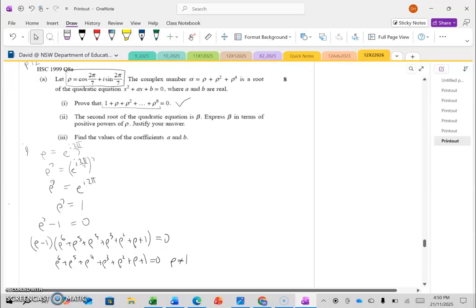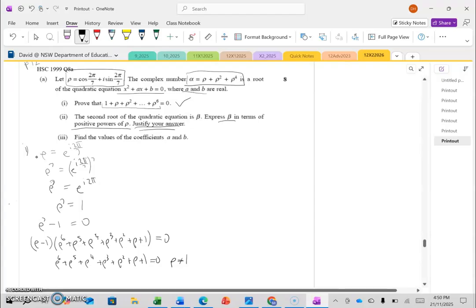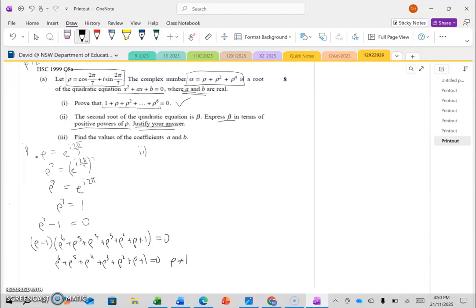Next, the second root of the quadratic equation is beta. Express beta in terms of positive powers of rho. Justify your answer. Justify means they want some words there. So we've got alpha here as a root of this quadratic. The second root is called beta. Now they've made it very clear that the coefficients are real. So therefore the second root should be alpha bar, so beta should be equal to alpha bar. So for the justifying, let's start writing.